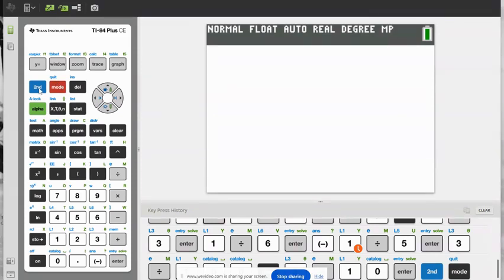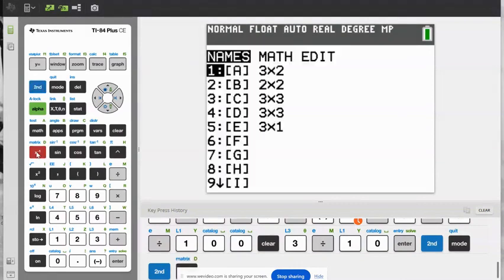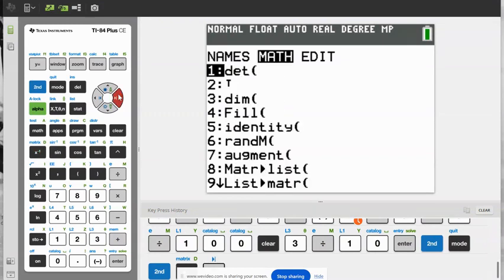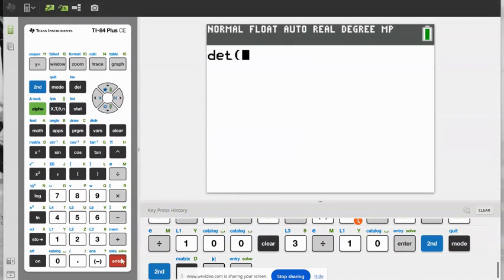So what I'm going to do again is press second matrix. But this time I'm not editing anything. I'm going to scroll over to where it says math. And you see how choice number 1 is DET? That's determinant. So we're going to choose choice number 1, or you could physically press the number 1 on your calculator, same thing. And now enter. Okay, so now it's saying we're going to find the determinant of, and now they want you to enter in the matrix that we want to find the determinant of.